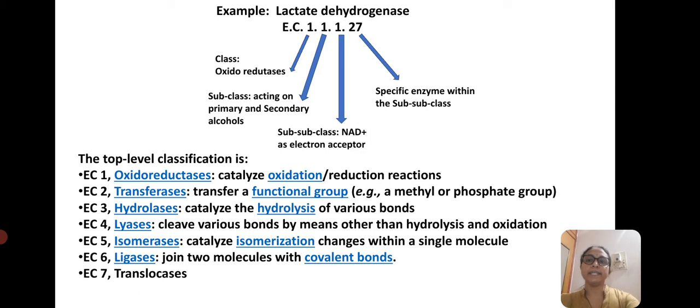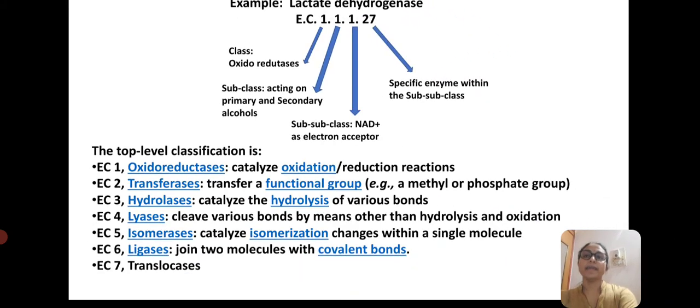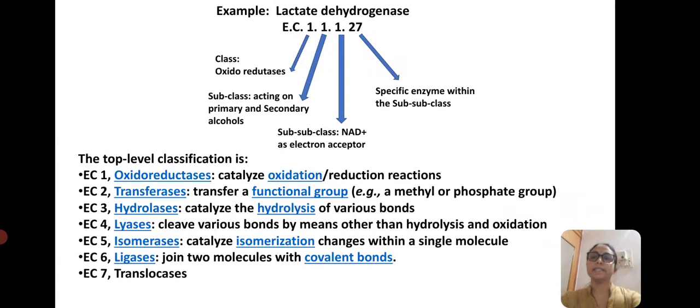In an example, lactate dehydrogenase. Here, the first digit indicates which major class it belongs to. It belongs to the class oxidoreductases. Okay, and the second digit indicates the subclass, acting on the primary and secondary alcoholic groups. And the third digit indicates the acceptor of that group, the subclass, that is NAD+, a cofactor which is an electron acceptor. And the fourth digit, number 27, indicates the specific enzyme within the subclass, which particular enzyme. Whether it is a dehydrogenase enzyme or sometimes a decarboxylase enzyme, the number will be different. That indicates the fourth digit of the IUPMB classification.